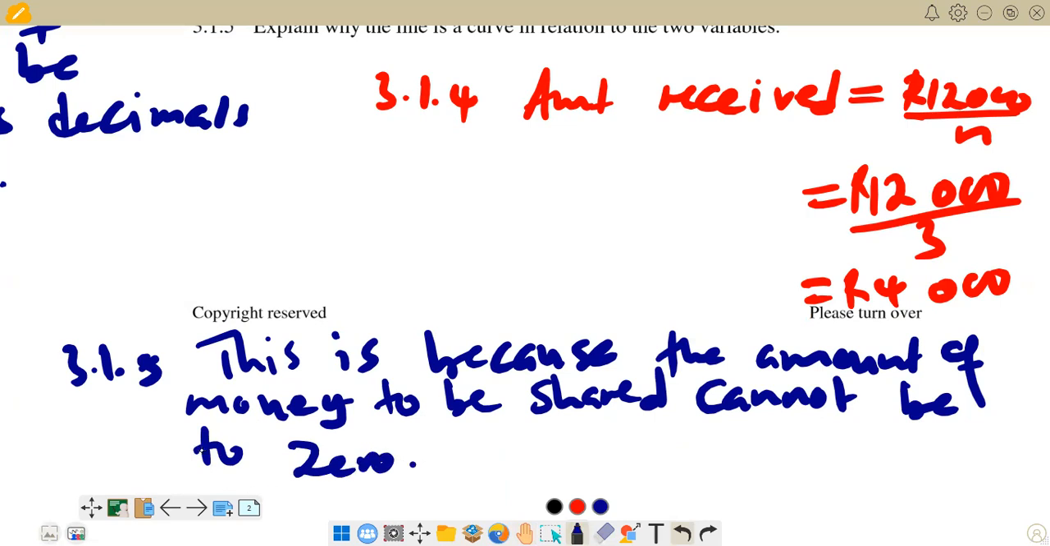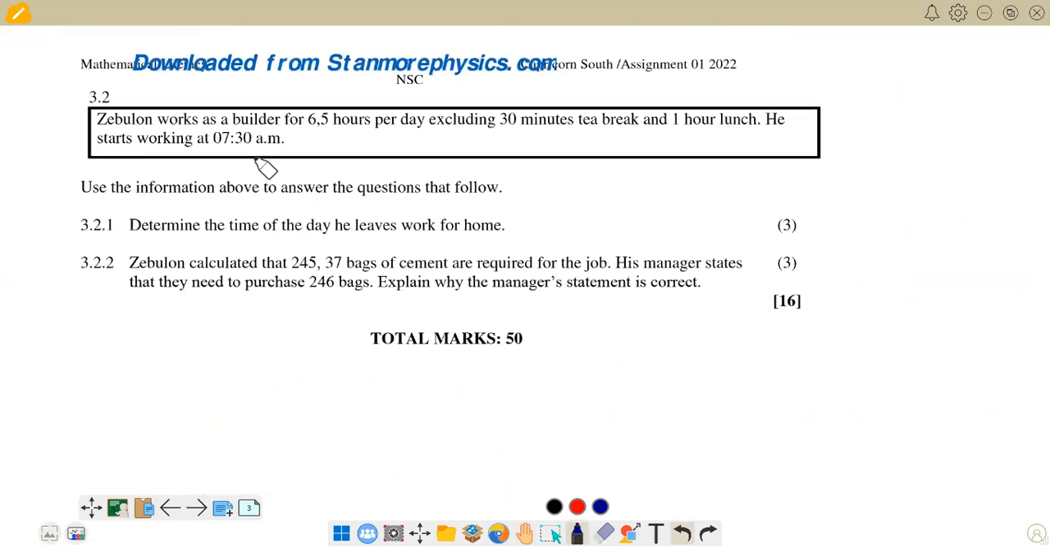So this marks the end of the first part. We go to the second part of the question, that is question 3. We've got this question. It reads 3.2. Zebulon works as a builder for 6.5 hours per day, excluding a 30 minute tea break and 1 hour lunch. He starts working at 7:30 a.m. Use the information above to answer the questions that follow. And 3.2.1 reads, determine the time of the day he leaves work for home.